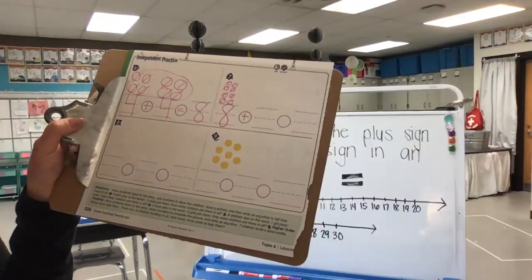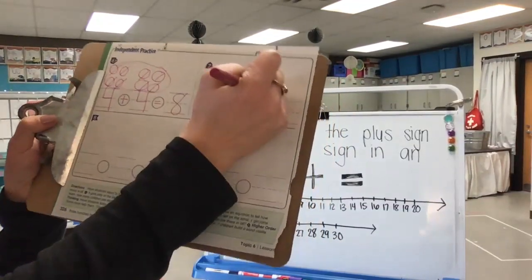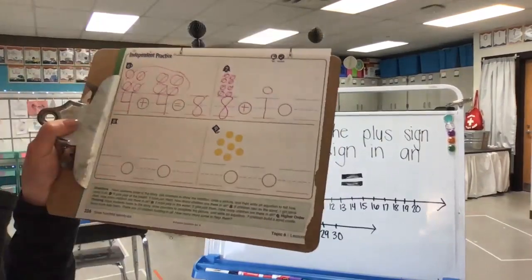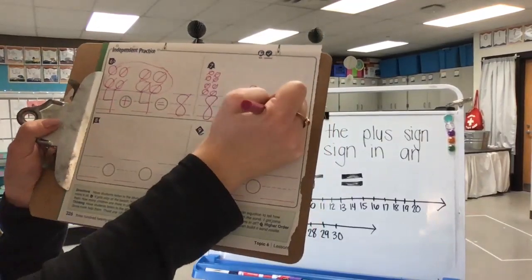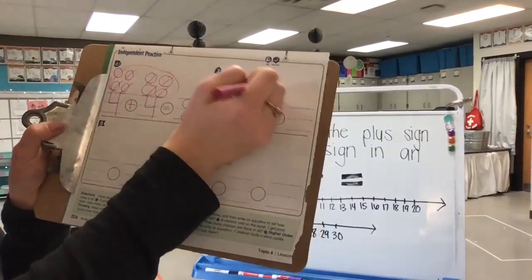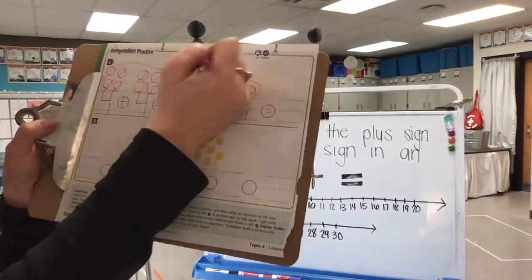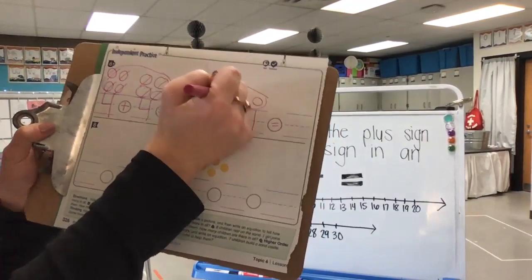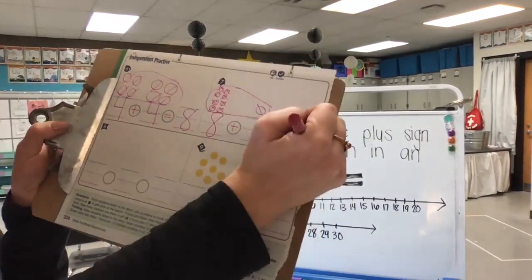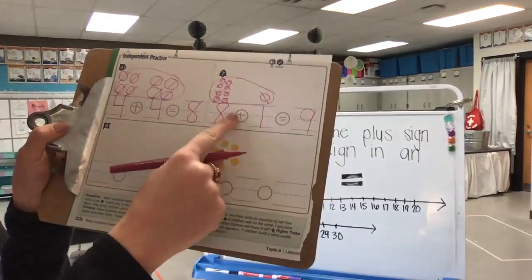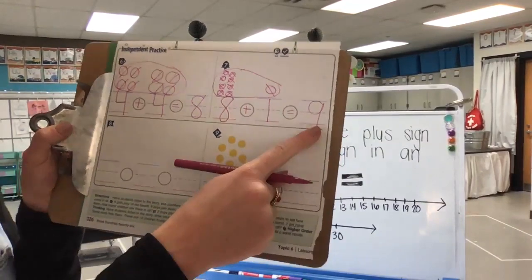Okay. Now it says 1 more joins them. So I'm going to draw 1 circle and write a 1 on the line. And now I'm going to put my equal sign. But I want to know how many there are all together. So I'm going to circle both groups and count and mark out. 1, 2, 3, 4, 5, 6, 7, 8, 9. So now I know 8 add 1 equals 9.